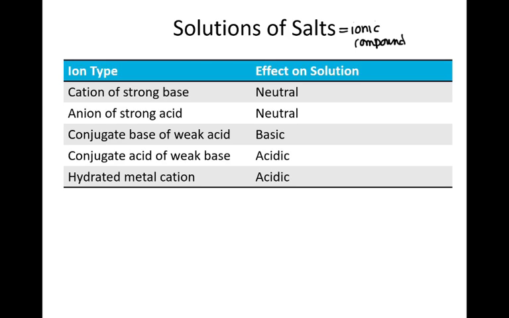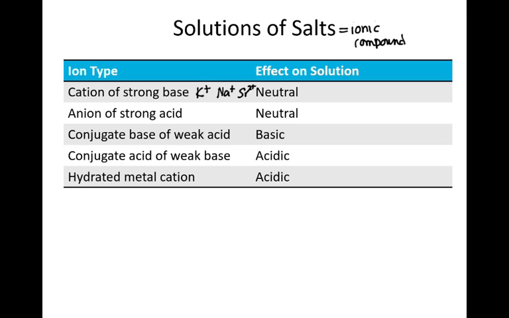So if one of the ions is the cation of a strong base, so you've memorized your strong bases, you know that the cations would be things like potassium and sodium or strontium. Those ions will have no effect on the pH. The solution will remain neutral because those ions can't react with water to produce H3O+.